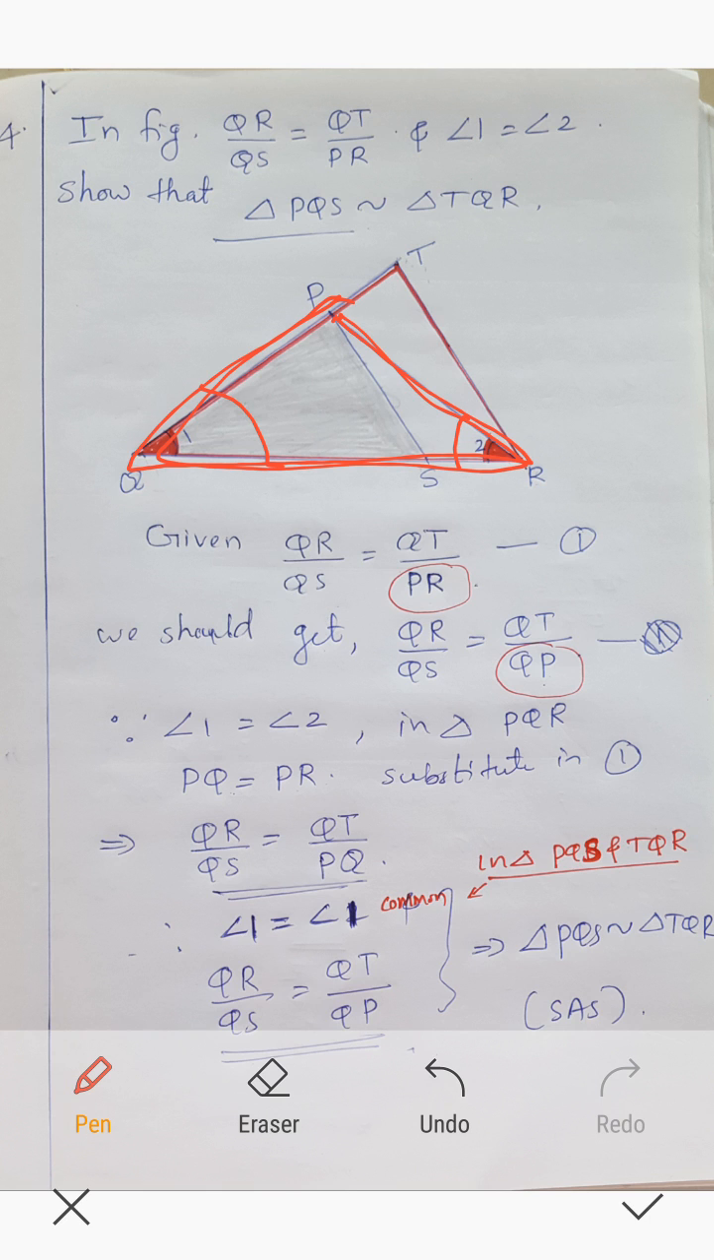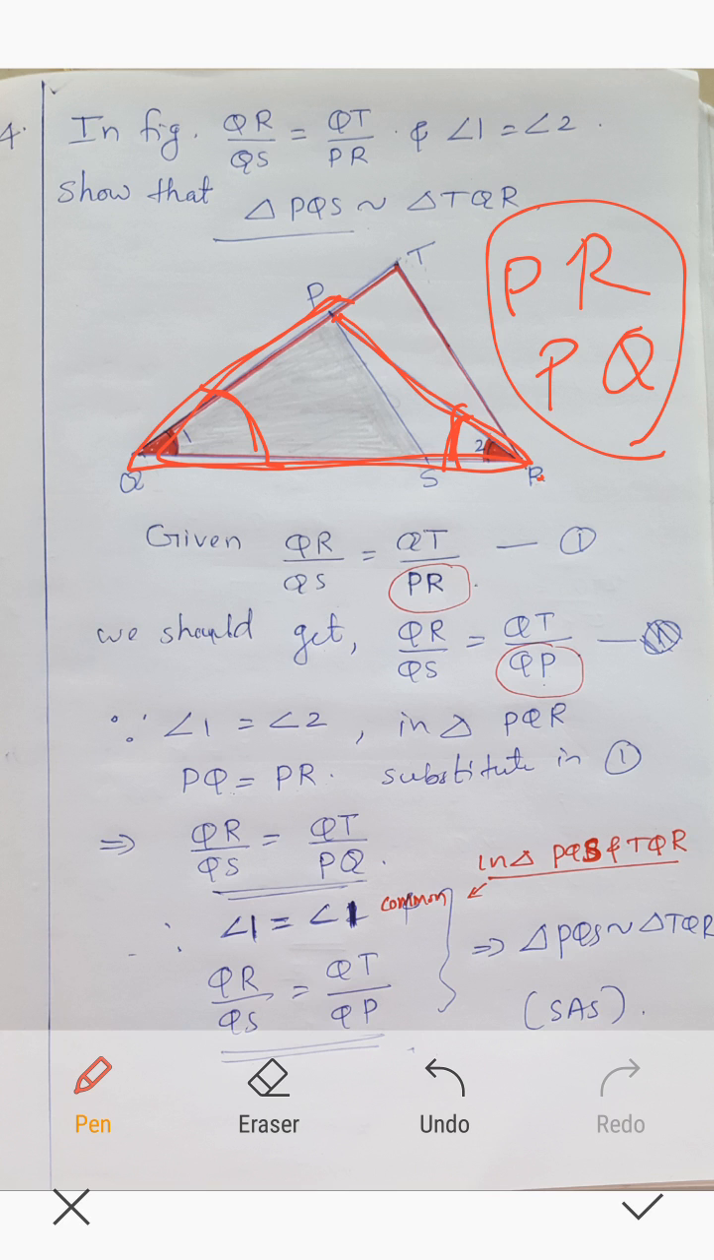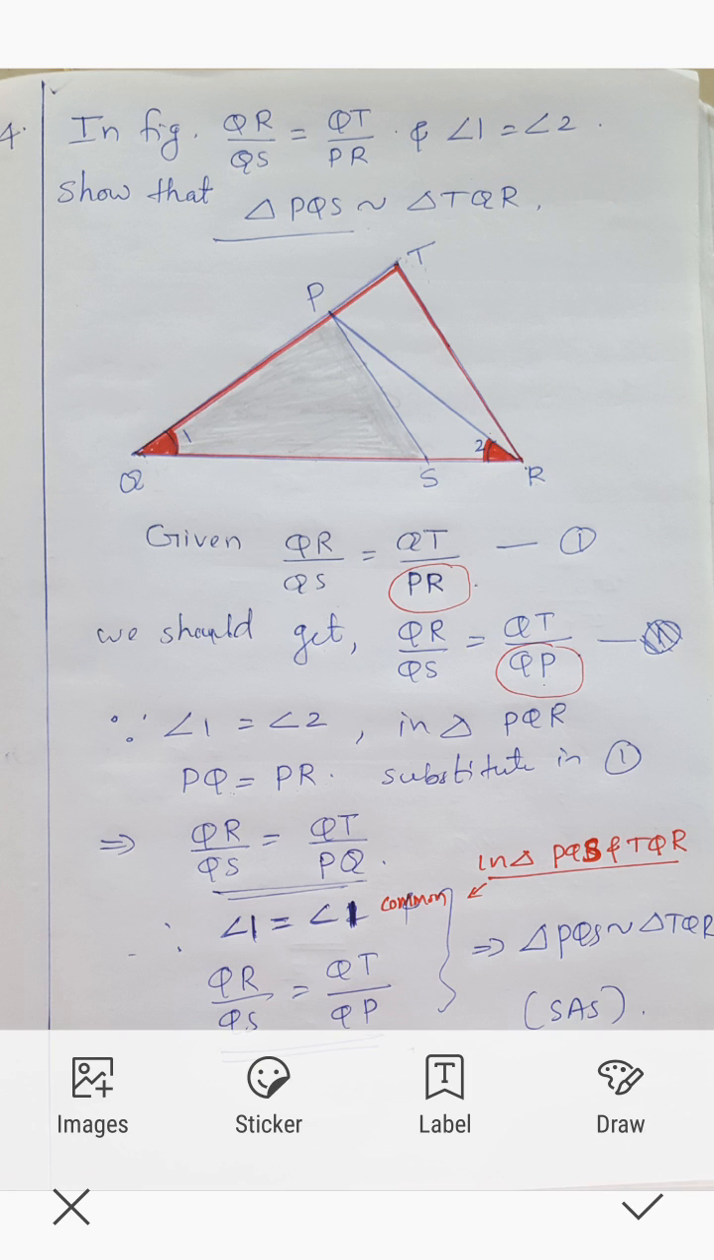If in triangle PQR two angles are equal, sides opposite to them are also equal. So we can say the side opposite to angle Q is PR, and PR is equal to the side opposite to angle R, which is PQ. These two are equal since angle 1 equals angle 2. That is why we are given this, to reach this result. PR equal to PQ.